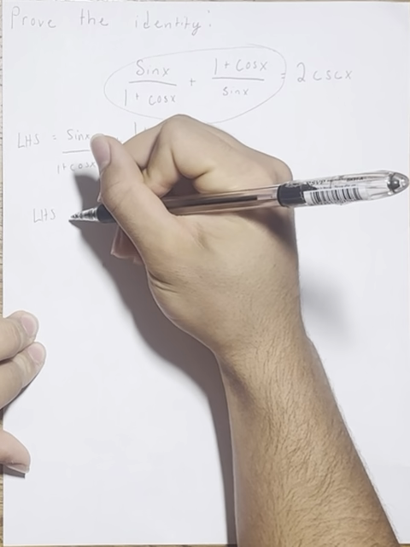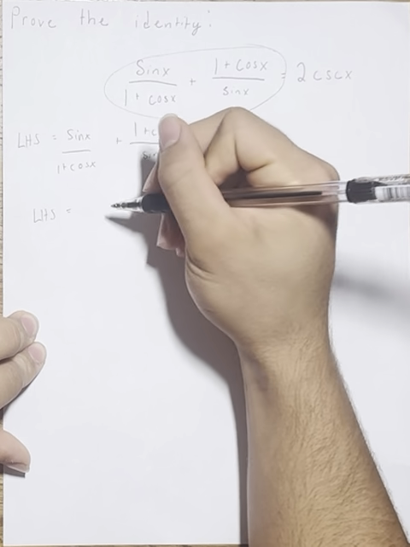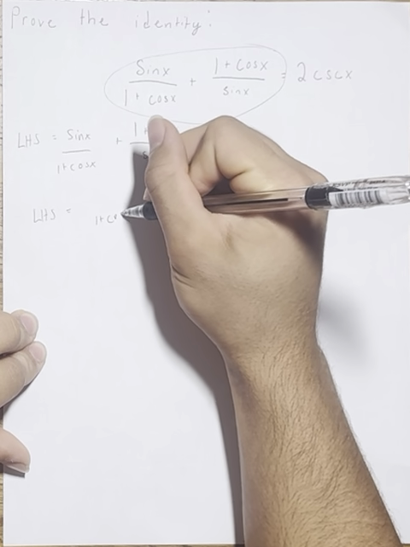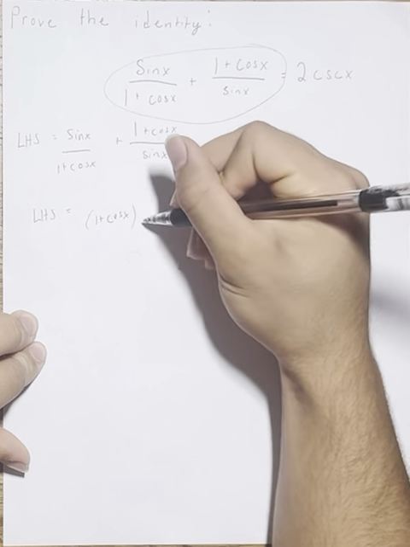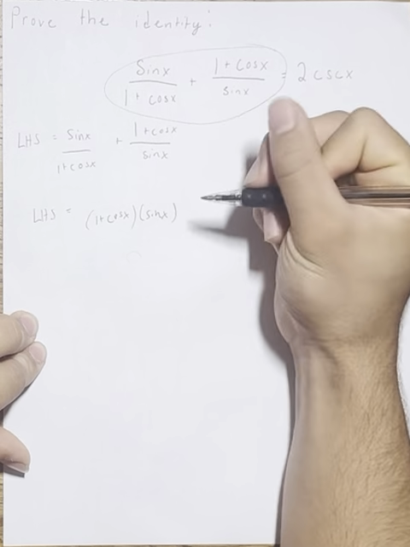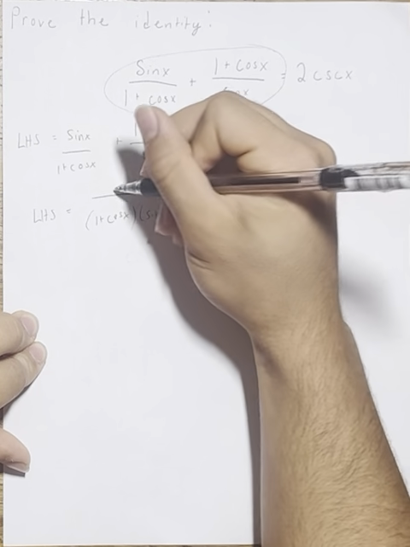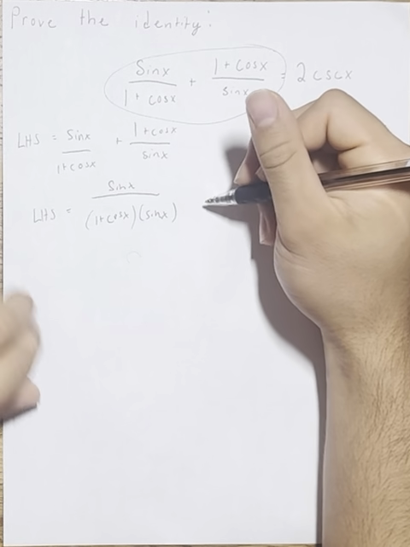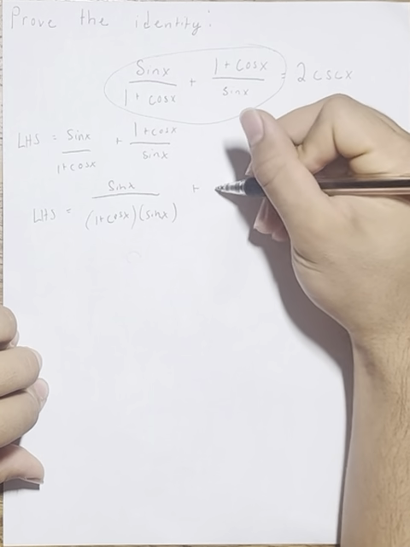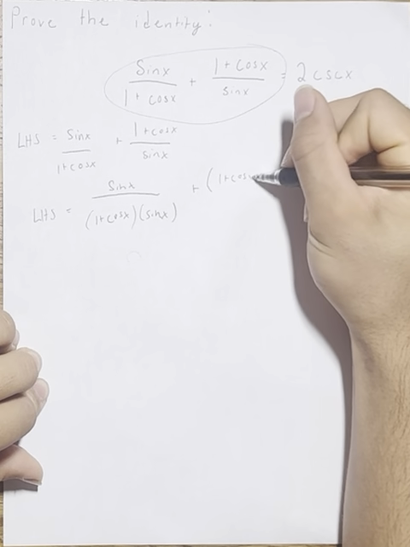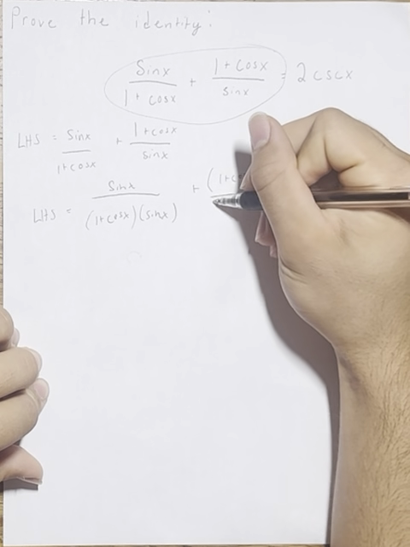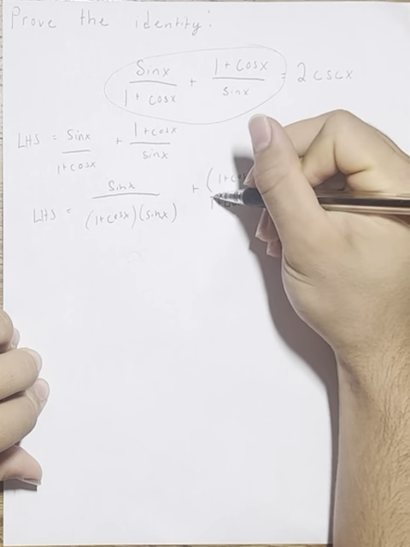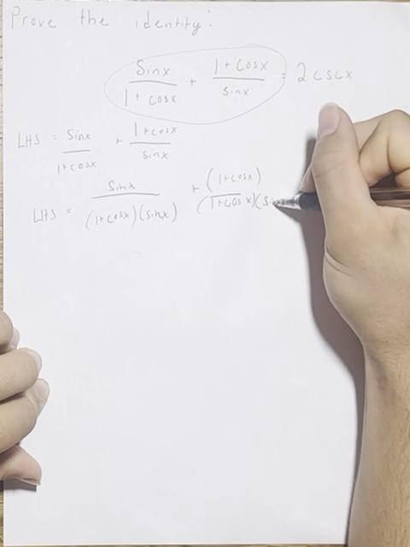The left-hand side equals sine x over 1 plus cosine x, sorry, my bad. Then you get 1 plus cosine x over sine x, all over 1 plus cosine x times sine x.